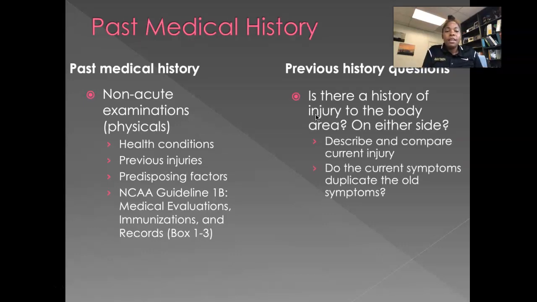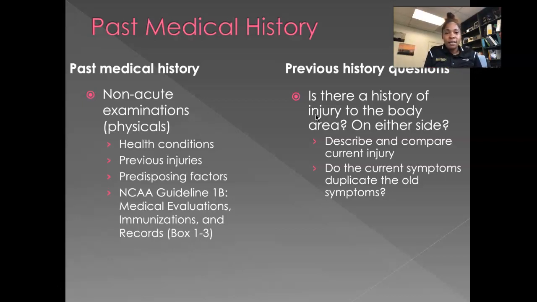On the other side of this is previous history, which is a little bit different. So this is all about the injury, right? So we've got medical history, and then we just have previous history questions, which is more injury related, more specific. So if you're going into the field of sports medicine, athletic training, then these questions are the questions that we're going to focus on and that we are going to ask, right?